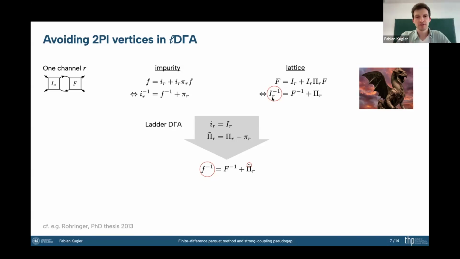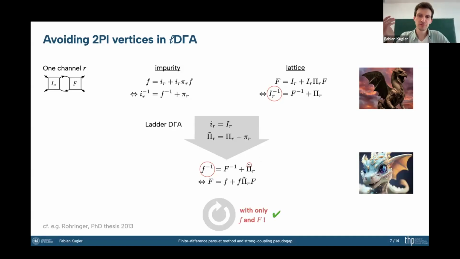All right. But I think it's really cute. These are 3 lines, and you see how an irreducible vertex is transformed to a full vertex simply by going to differences, by putting a tilde on the propagator. So this means we can solve our self-consistent equations using only full vertices. The 2PI problem is completely avoided. And now the obvious question is, can we generalize this to parquet D gamma A?